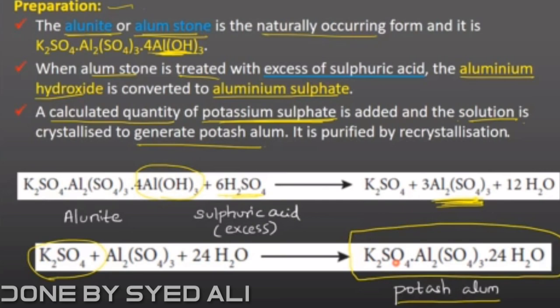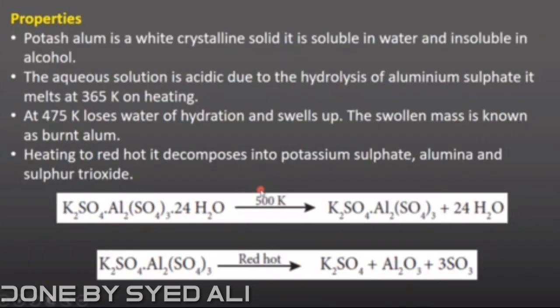Preparation. Alunite, the alum stone, is the naturally occurring form, and it is K2SO4.Al2(SO4)3.4Al(OH)3. When alum stone is treated with excess of sulfuric acid, the aluminium hydroxide is converted to aluminium sulfate. A calculated quantity of potassium sulfate is added and the solution is crystallized to generate potash alum. It is purified by recrystallization.